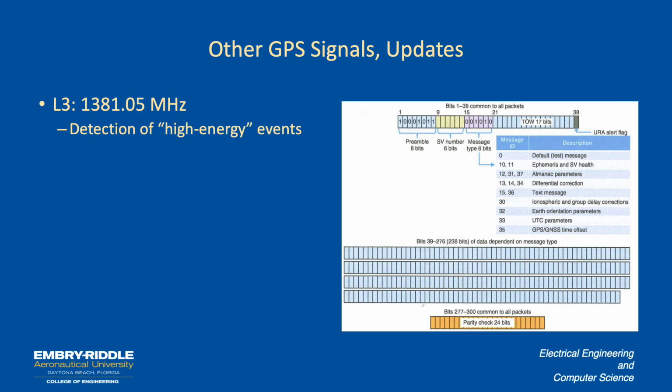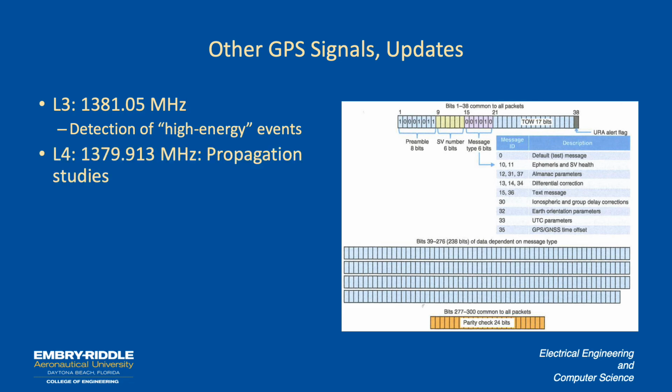There's other GPS channels. We talked about L1 and L2, but there's the L3, L4, L5. L referring to the L band of the electromagnetic spectrum. So the L3 channel is used for the detection of what's called high energy events. If there are nuclear explosions on the surface of the Earth, that will emit certain electromagnetic waves, and then those will interfere with the L3 channel signal, and so those can be used to detect. So this is used to monitor compliance with the nuclear treaties and things like that.